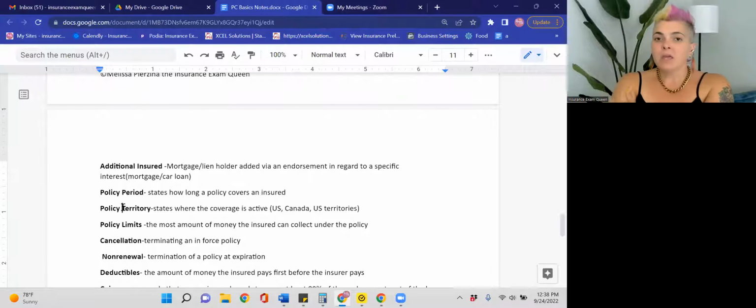Now, another additional or supplementary coverage on a homeowners policy is that you will get worldwide coverage for your stuff. So when you have homeowners, you have coverage C, which is all of your stuff, your clothes, your shoes, your furniture, your pots, your pans.